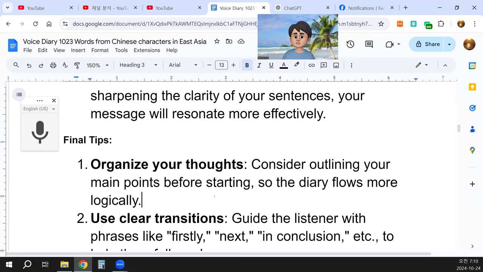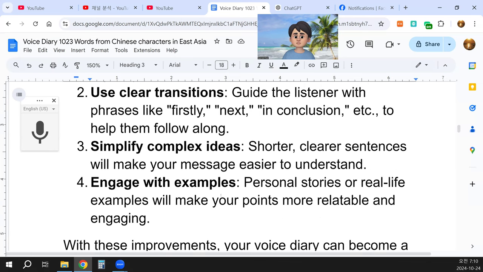Final tips. Organize your thoughts. Consider outlining your main points before starting so the diary flows more logically. Use clear transitions and guide the listeners with phrases like first, next, in conclusion, etc., to help them follow along.